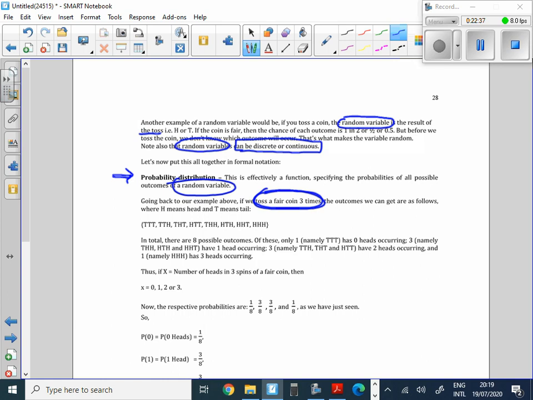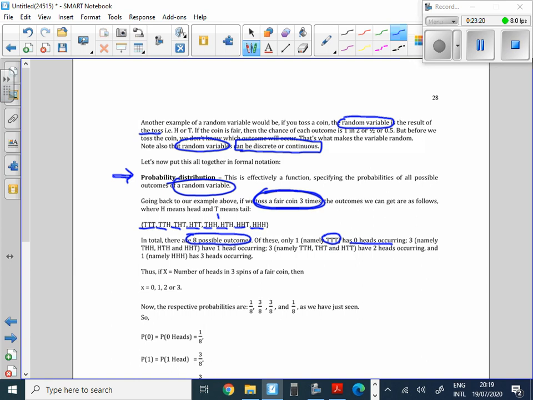Well, we see over here that there are 8 possible outcomes. Every time I flip it, I could get a tail. Every time I flip it, I could get a head. I could get a tail, then a head, and then combinations such as tail, head, tail, head, tail, tail, tail, head, head, head, tail, head, and head, head, tail. So those are the possible outcomes. Of these, only one, which is tail, tail, tail, has 0 heads occurring. 3 have 1 head occurring, 3 have 2 heads, and 1 has 3 heads.